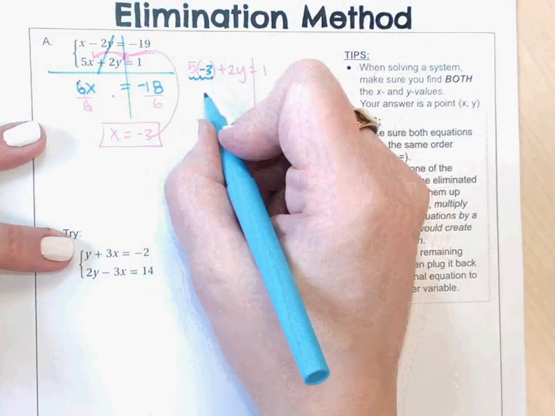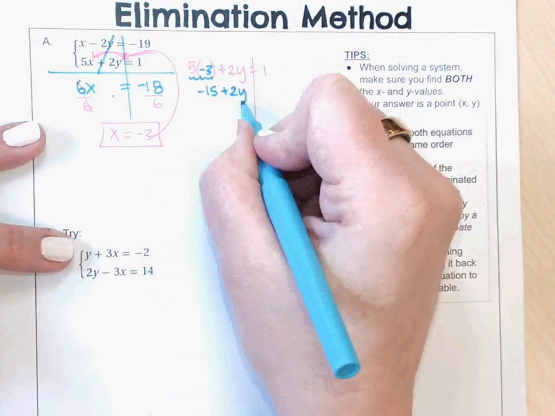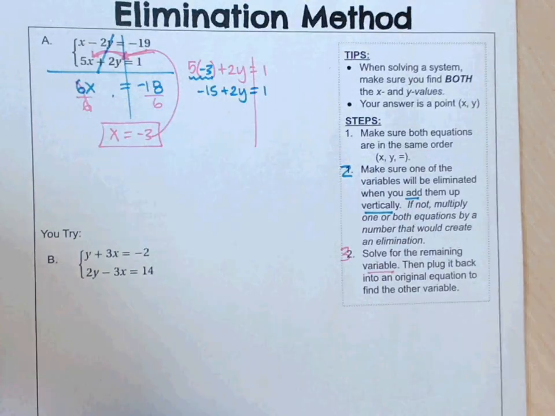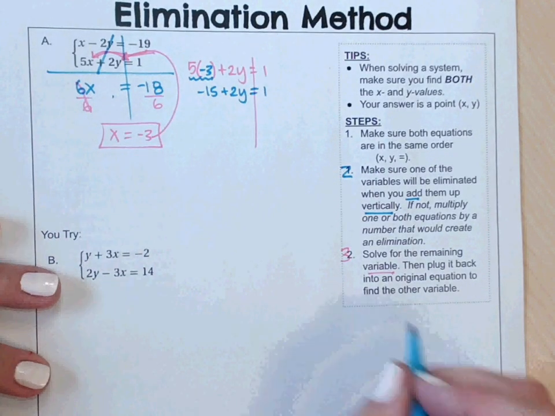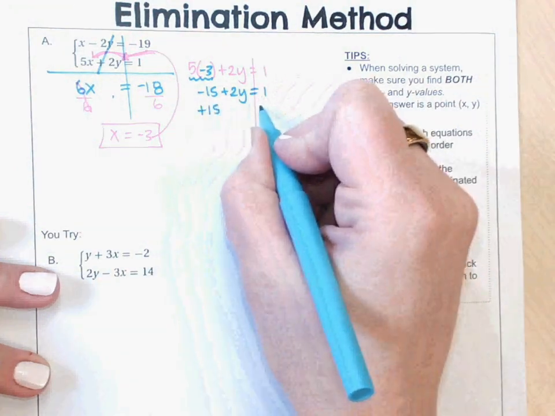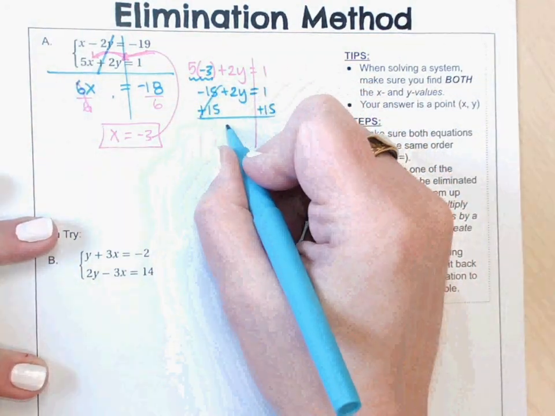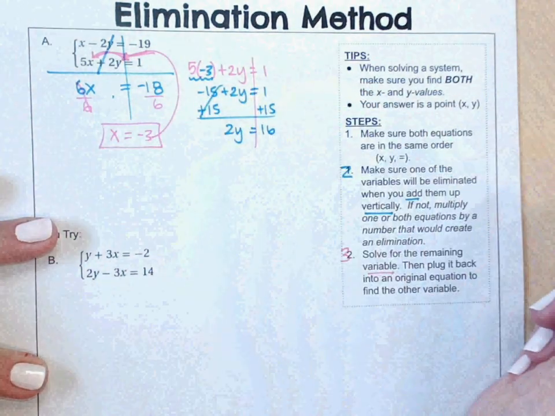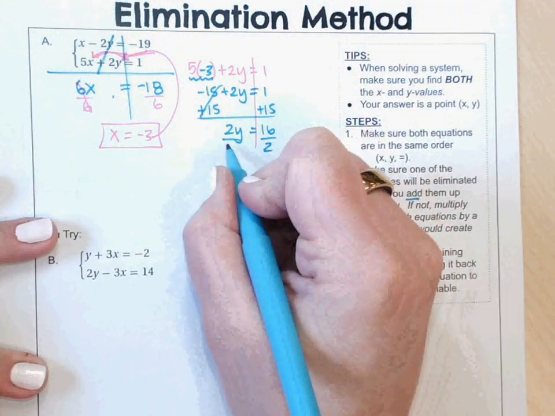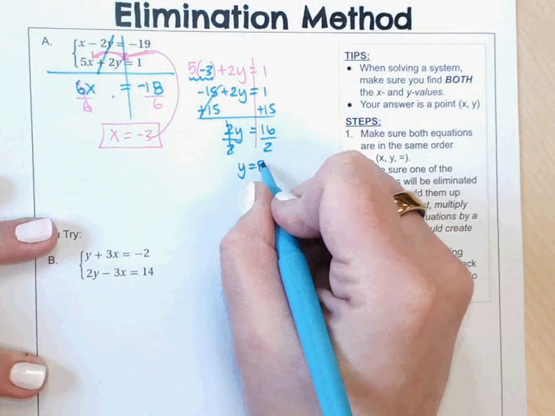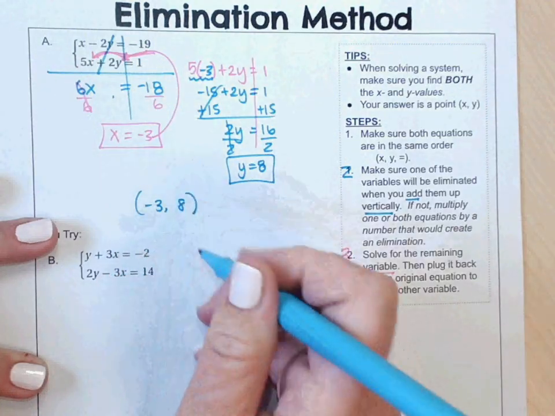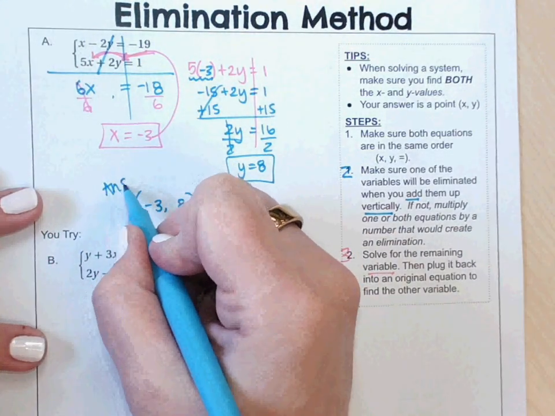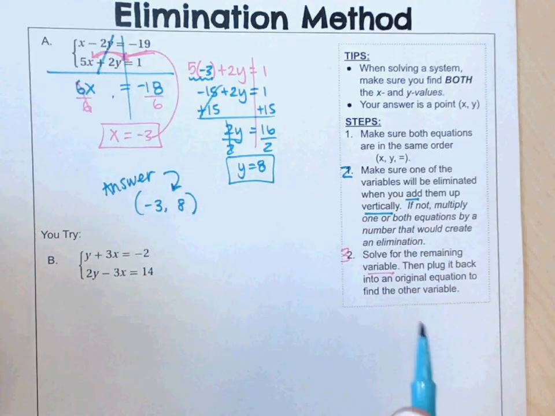5 times negative 3 is negative 15. If I'm going too fast, hit pause so you can get caught up. Add 15 to both sides. 2y is equal to 16. Y is equal to 8. Final answer, the point where these two lines would cross if I were to graph them would be negative 3 comma 8.